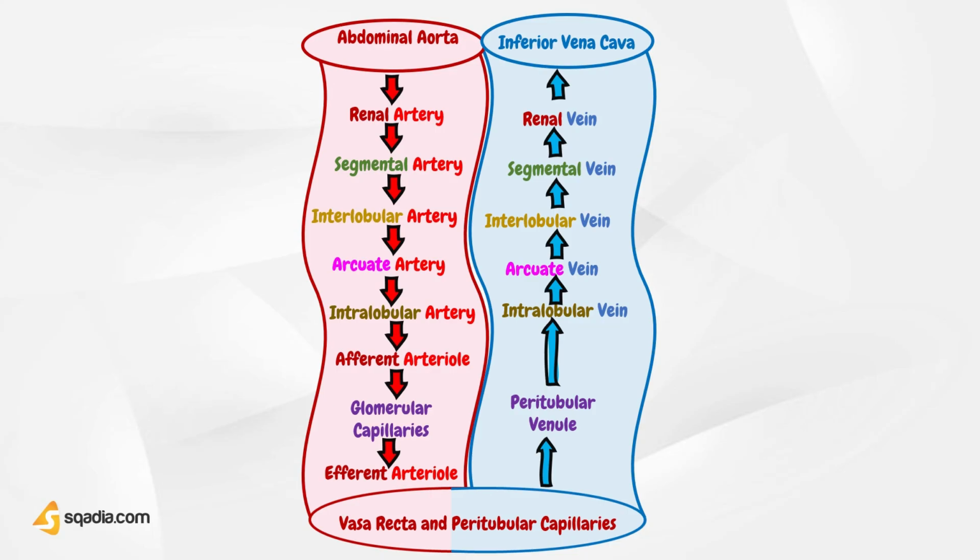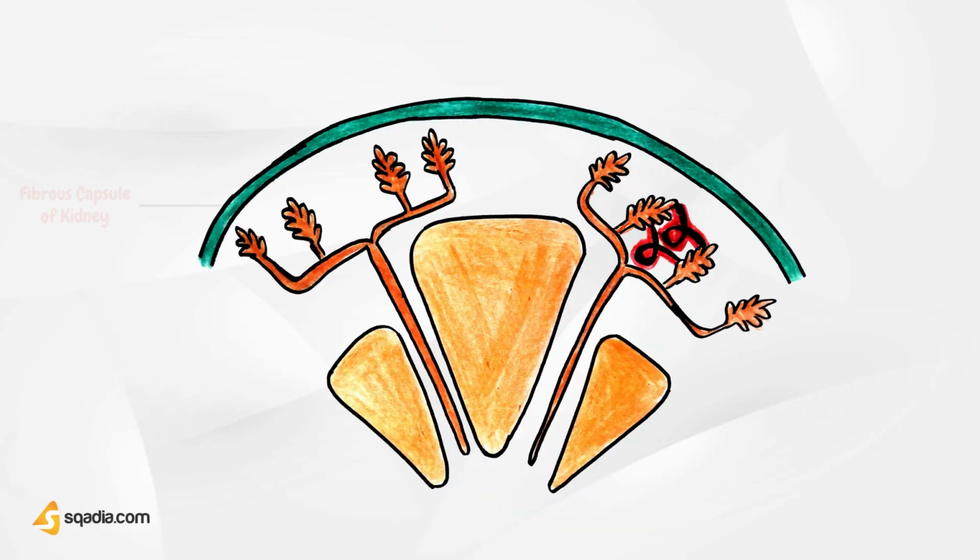Now let's discuss the lymphatic drainage. The lymphatics of the kidney drain into the lateral aortic nodes located at the level of origin of the renal arteries, L2. Now let's discuss the arrangement of the arteries in the kidney.